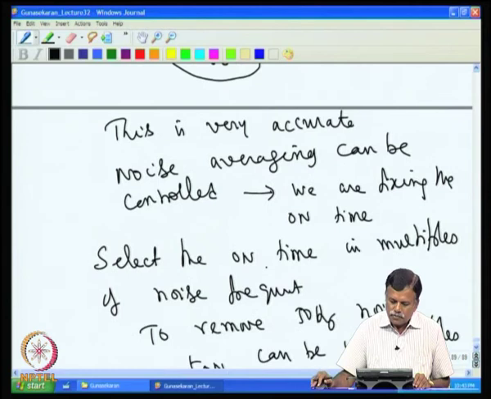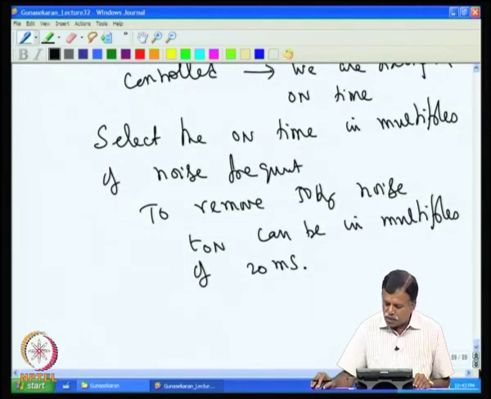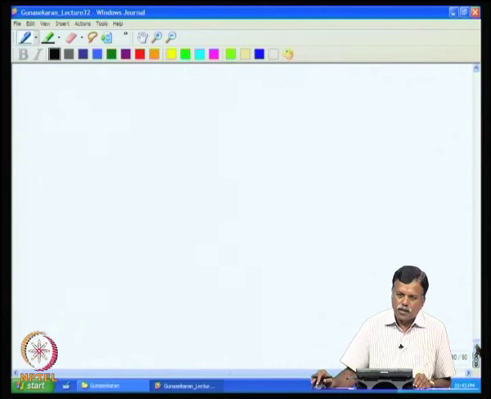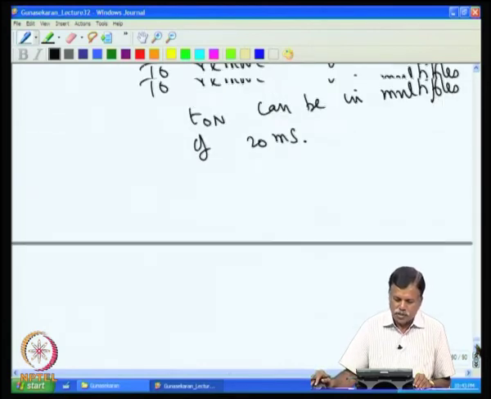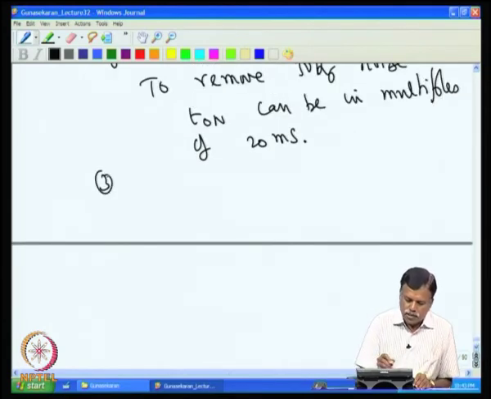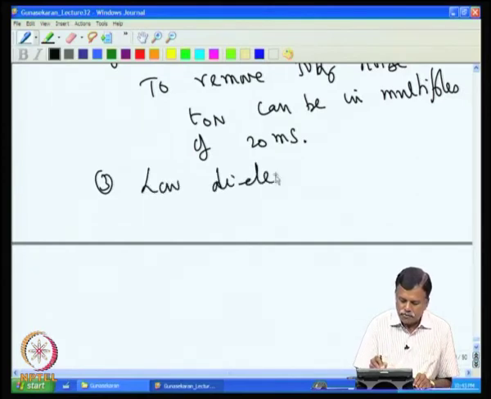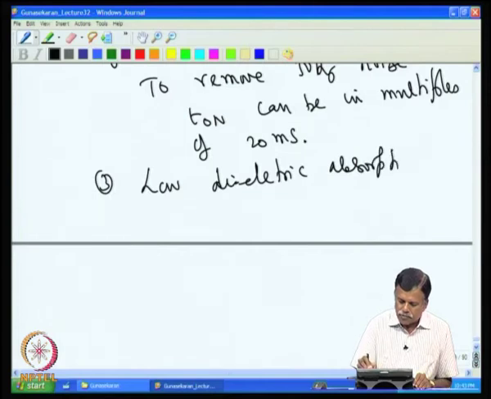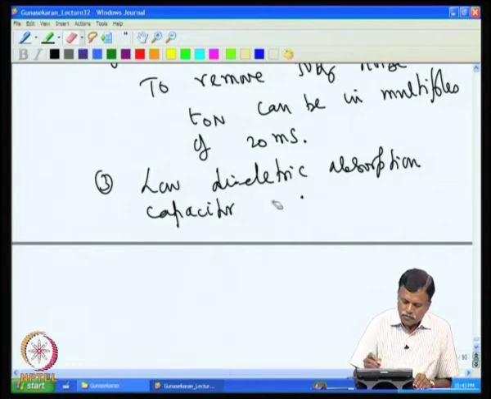So, the capacitor, of course, must be a low dielectric absorption capacitor. So, the third requirement is that a low dielectric absorption capacitor must be used.